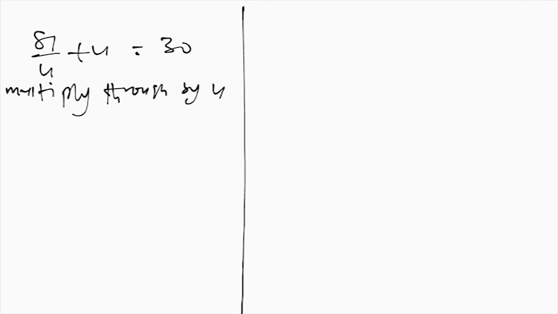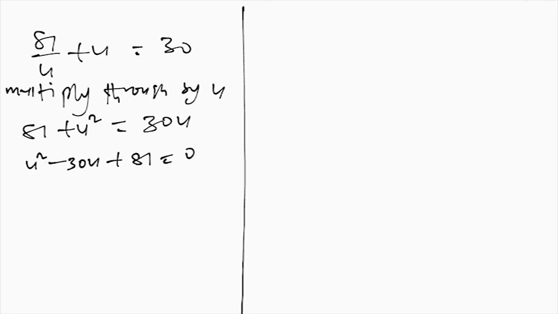So if we do that, we have 81 plus u squared equals 30u. So if we bring all of this together, this is equal to u squared minus 30u plus 81 equals 0. If we factorize this, we know that the factors will be minus 27 and minus 3. So this will give us u squared minus 27u minus 3u plus 81 equals 0.